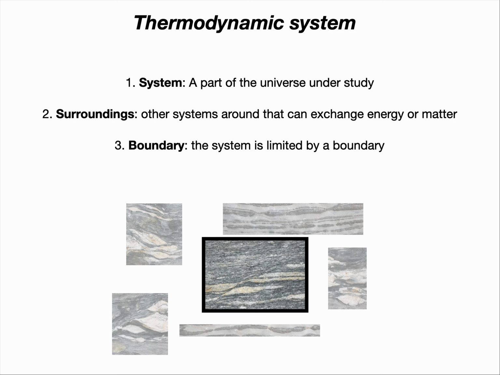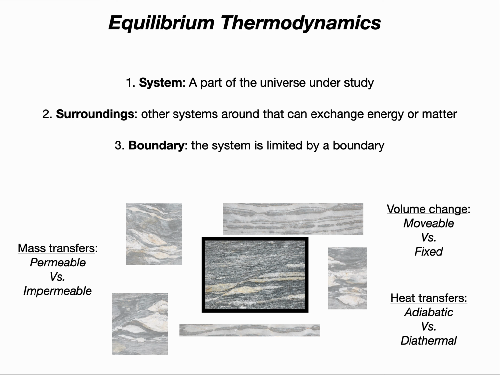The third thing needed to define the system is the boundary of the system. The system is limited by its boundary, and its boundary may allow heat transfer. We need to know if it's adiabatic or diathermal. It may allow for volume change. Is it movable or is it fixed? And it may allow for mass transfers. Is it permeable? Is it impermeable? So the boundary is very important. Now that we have these three elements, we can define a system.